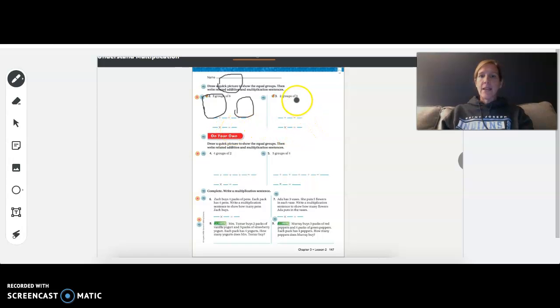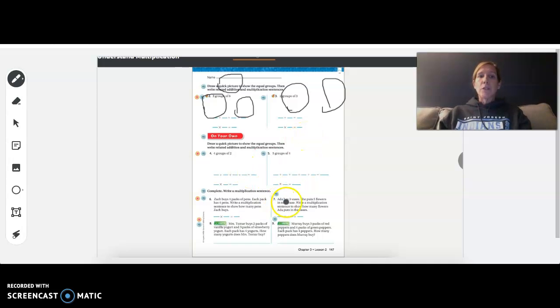All right. And then try number 3. 2 groups of 3. So how many circles? 2. 2 groups. And I'm going to have 3 in each one. So it'd be 3 plus 3 is equal to 6. Or the multiplication sentence would be, I have 2 groups, so 2 times, how many are in each group? 3. 2 times 3 is 6.